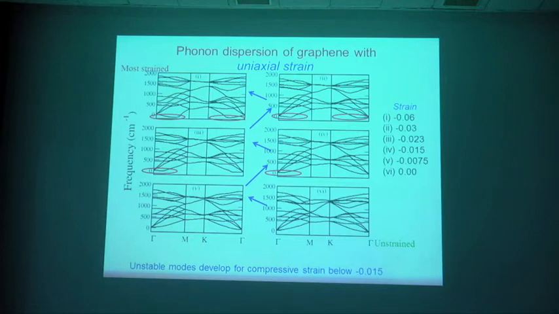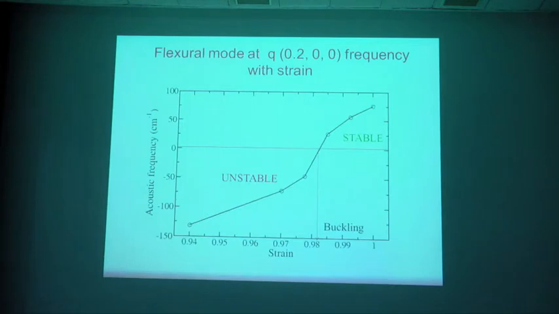So softer phonons are more sensitive, or they couple more strongly with the external perturbations, in this case, the stress field, okay? So this is the last message I want to give you, that soft phonons dominate the response of a material to external fields. The flexural phonon branch is positive above a certain strain, and it becomes negative, meaning phonon frequency squared is negative. I will again explain what it means.